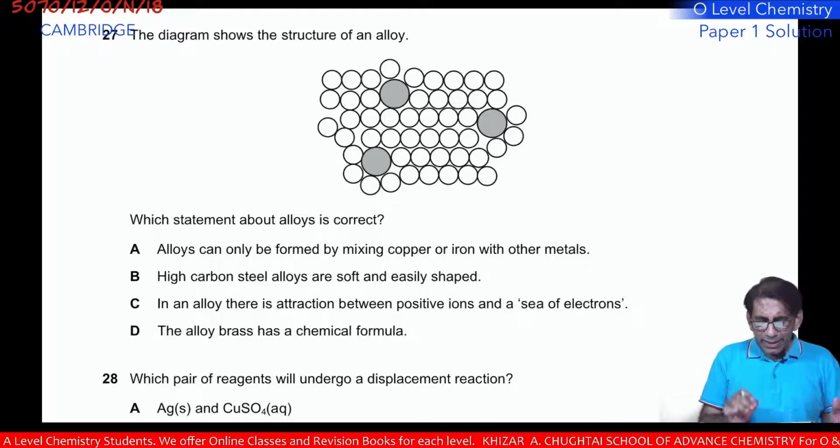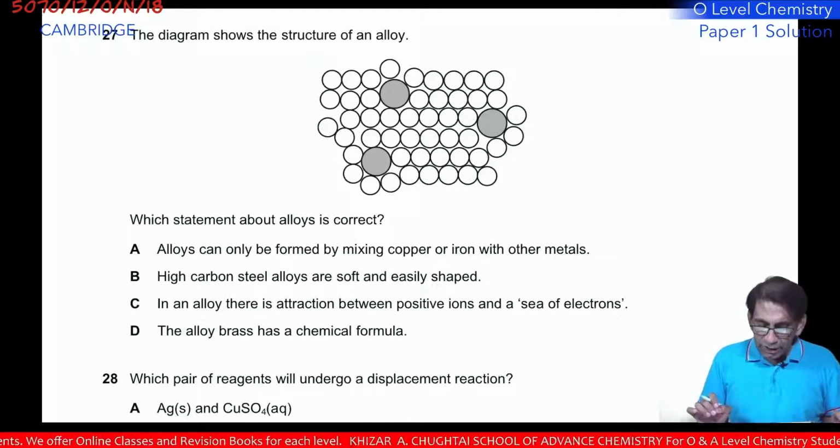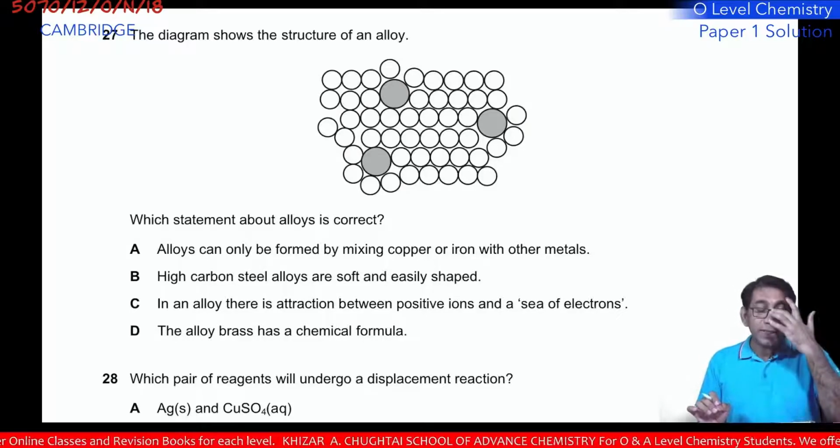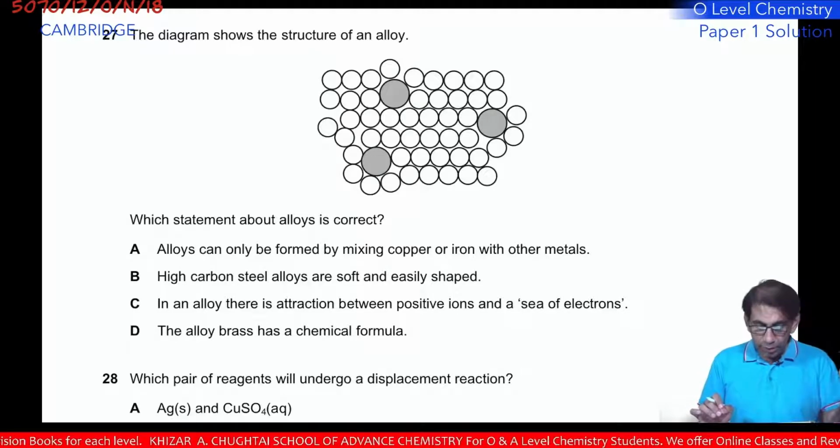High carbon steel alloys are soft and easily shaped. No. High carbon steels are not the softer ones. They are harder, they are stronger, and so on.